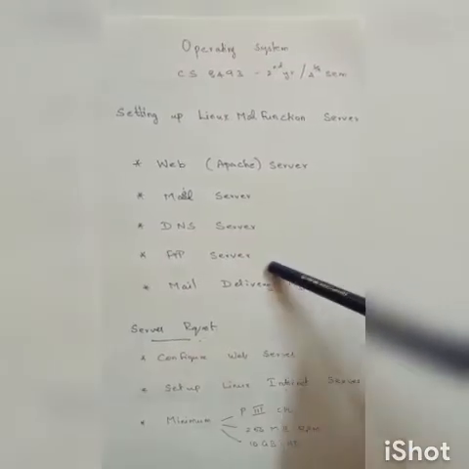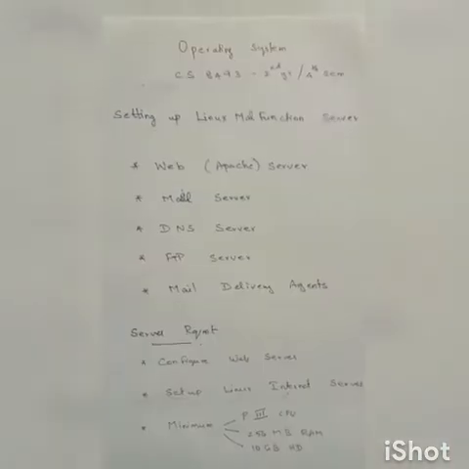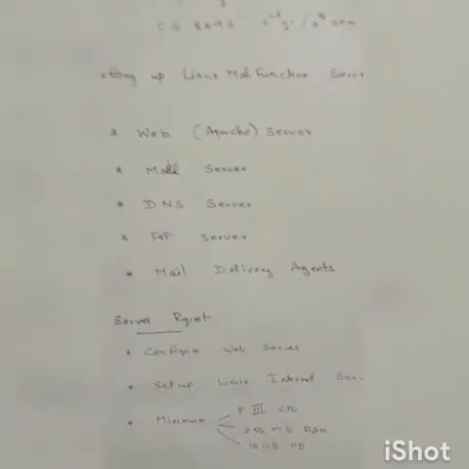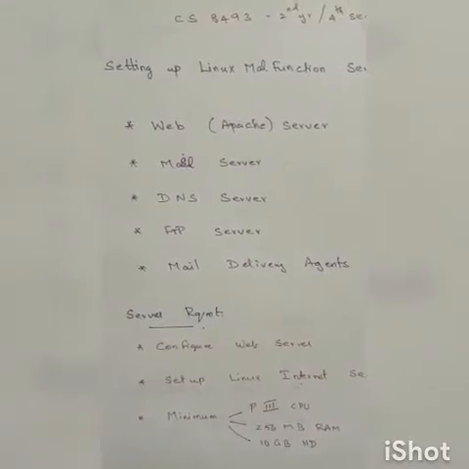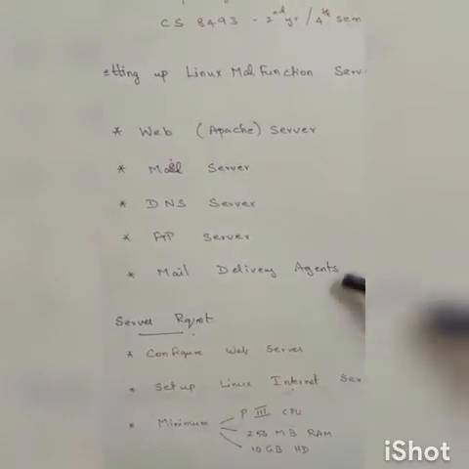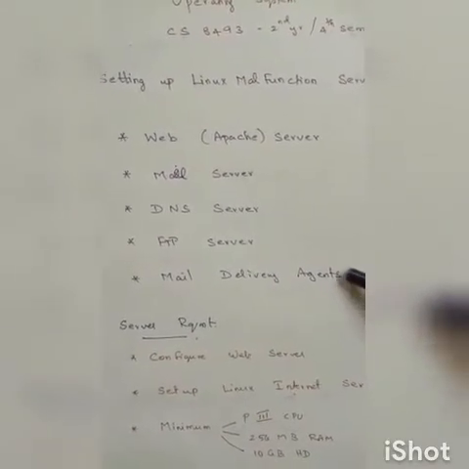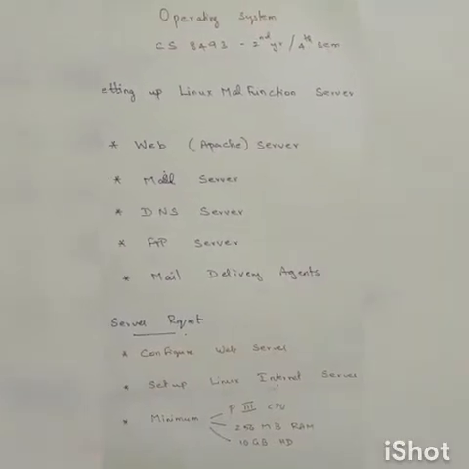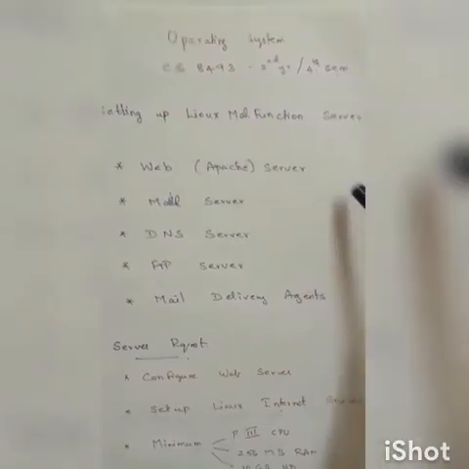This is the FTP server. In this one the file transfer protocol is used, and all your files are accessed there, transferred from your server to the client and also from the client to the server. And the mail delivery agents are POP3 and IMAP. Whatever mail you send and receive, the Post Office Protocol and these come under the mail delivery agent. So these are the important servers used in my Linux machine under the server.